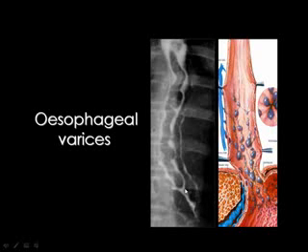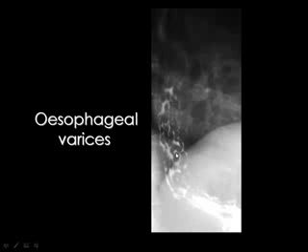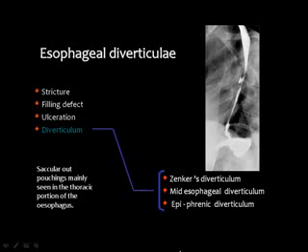And this is the characteristic appearance of the esophageal varices, which are the dilated veins secondary to portal hypertension in the wall of the esophagus, and you got worm-like filling defects. And this is another case with worm-like filling defects in the distal part of the esophagus representing esophageal varices.